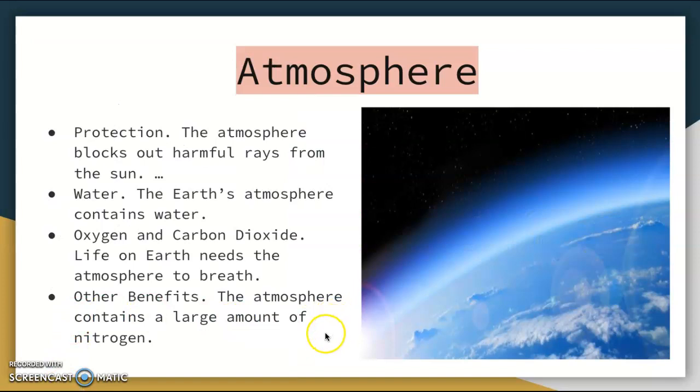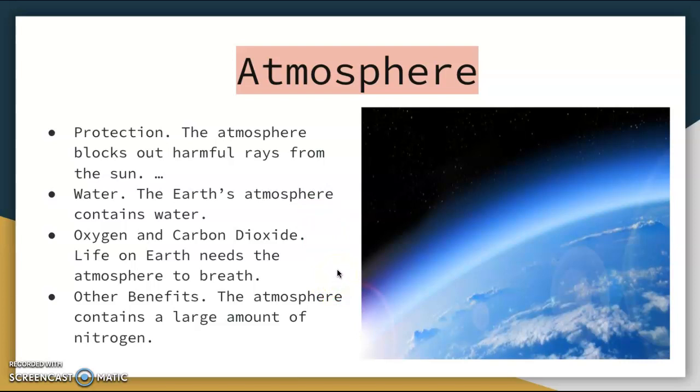The last point I want to make is that the atmosphere is also very important for life. It has a lot of functions. It's a protection. The atmosphere blocks out the harmful rays from the sun, for example UV.